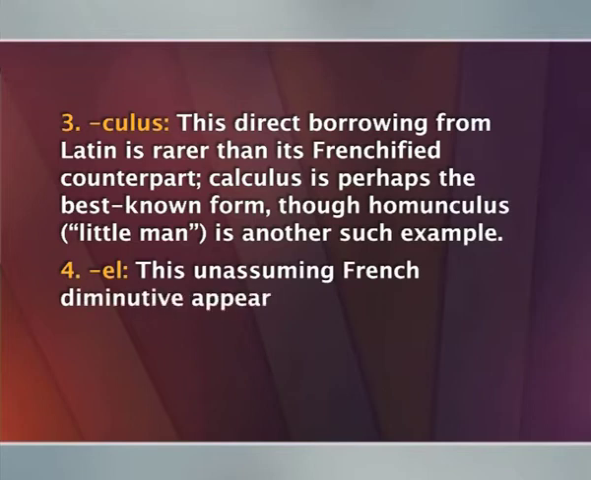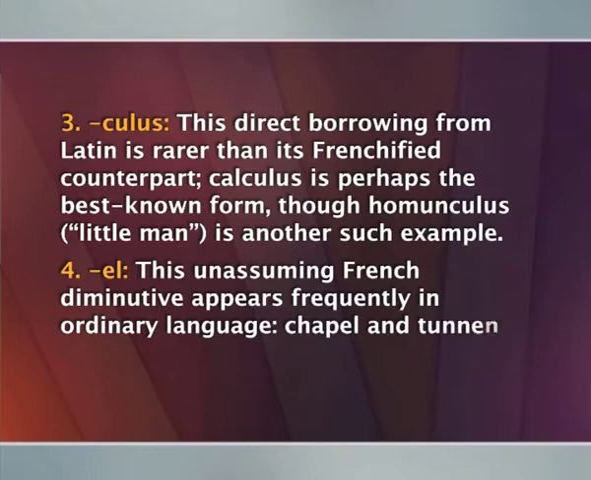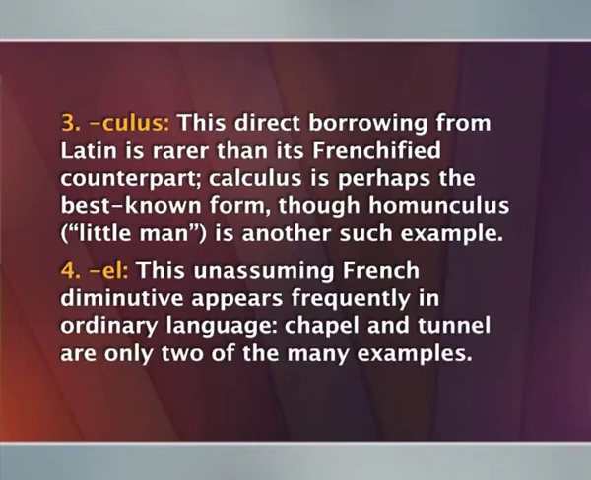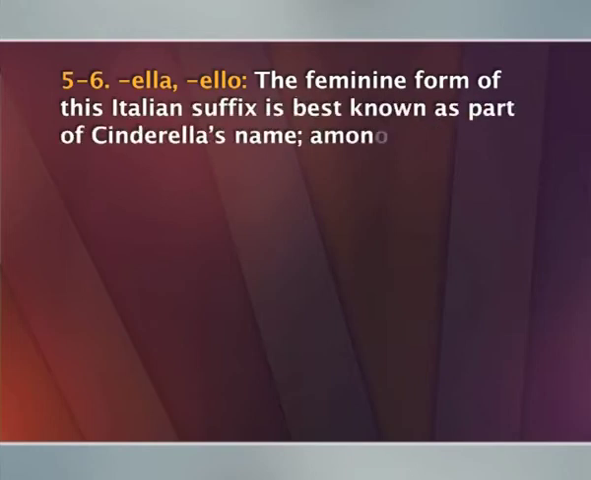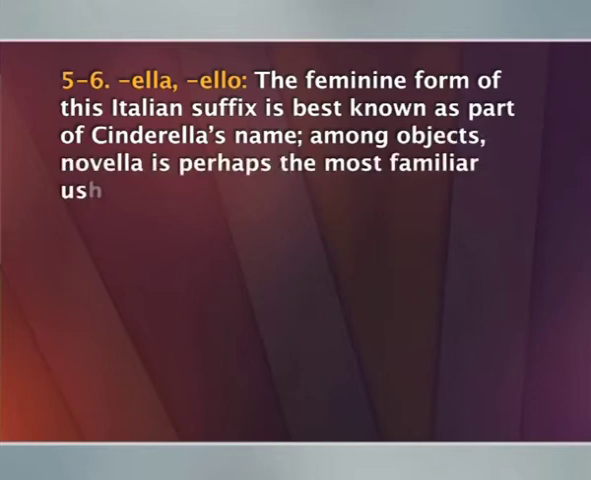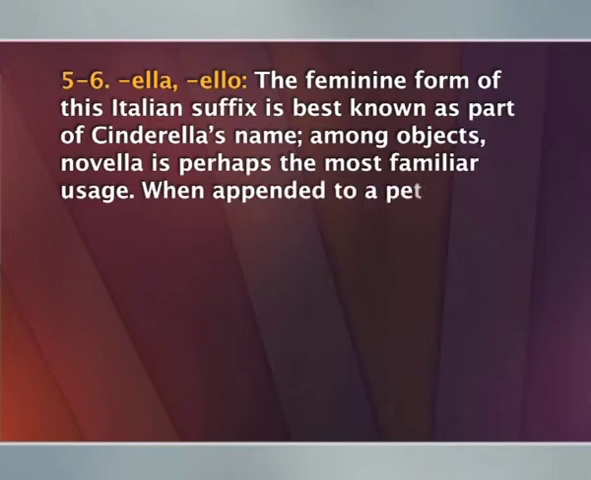Fourth, el. This unassuming French diminutive appears frequently in ordinary language. Chapelle and tonnelle are only two of the many examples. Fifth and sixth are ella and ello. The feminine form of this Italian suffix is best known as part of Cinderella's name. Among objects, novella is perhaps the most familiar usage.